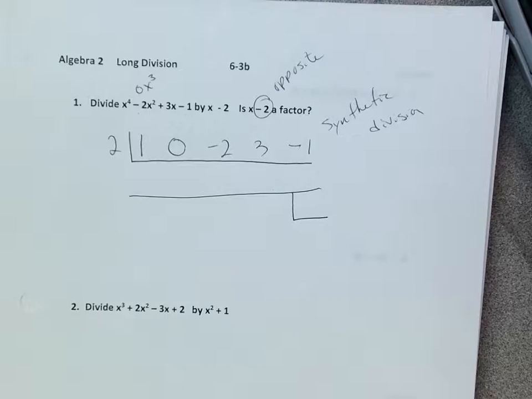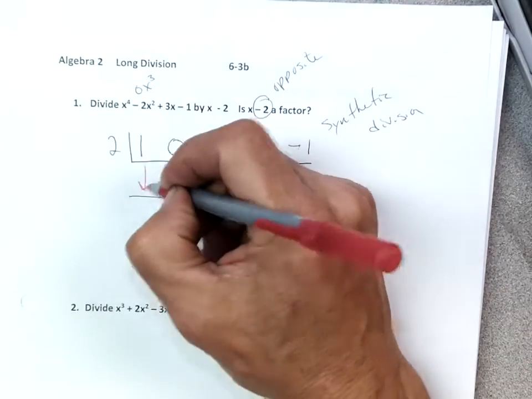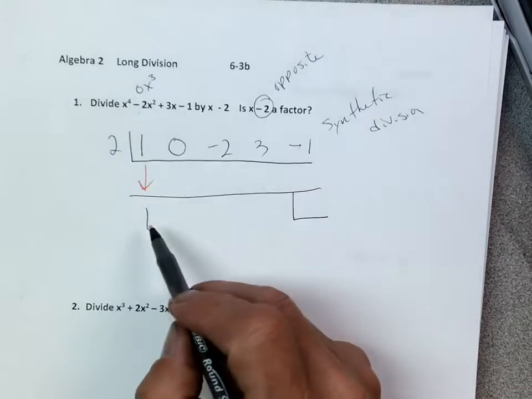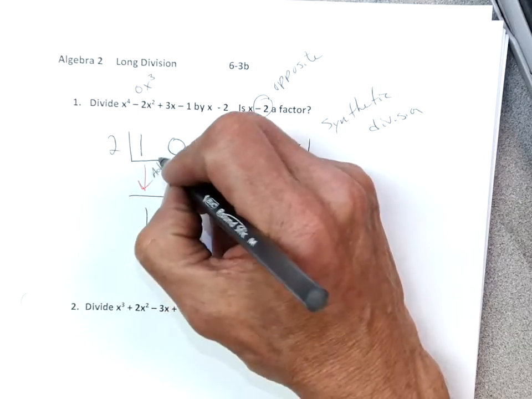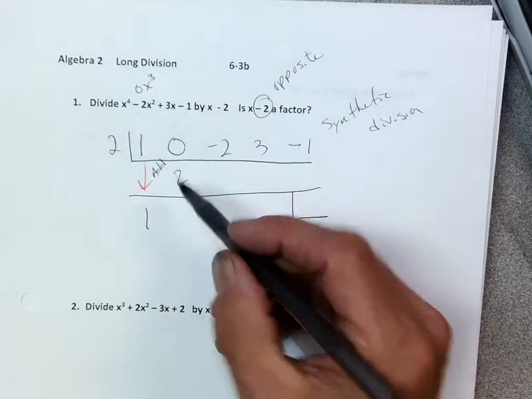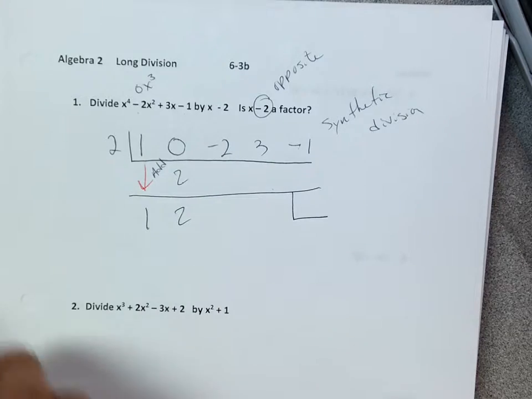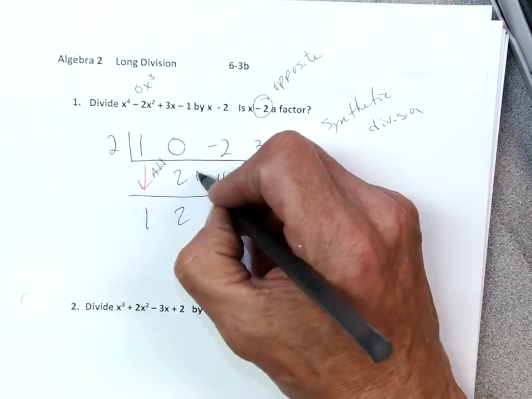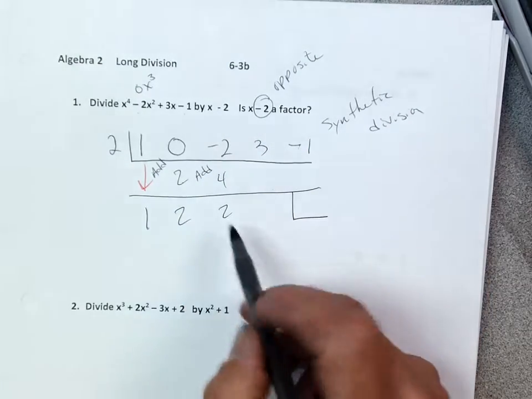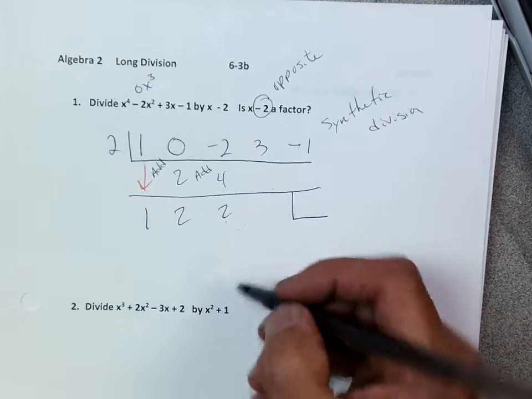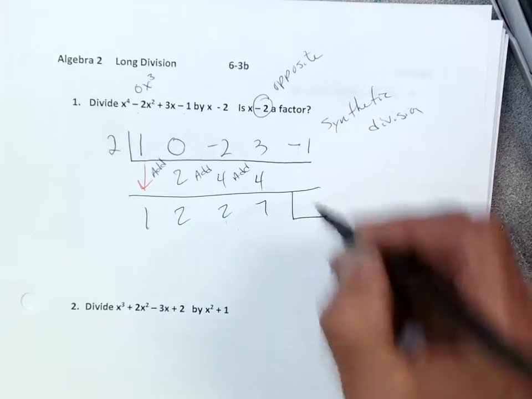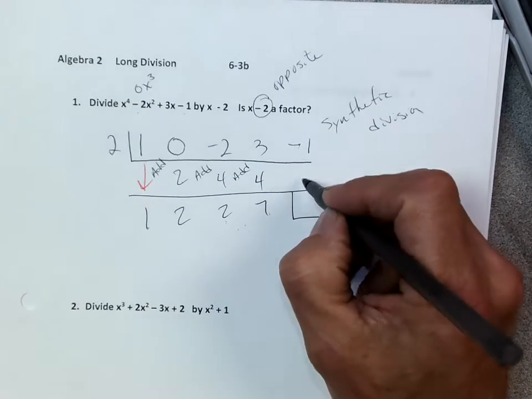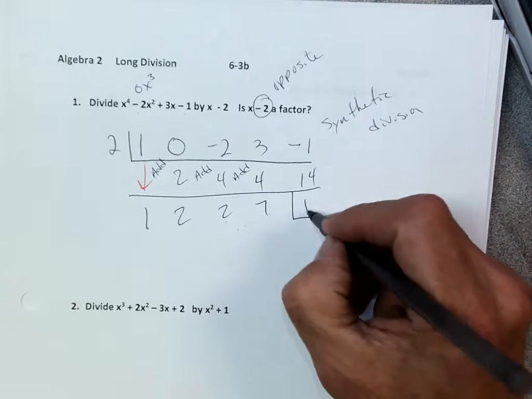So then, you guys remember the first step? Bring the 1 straight down, so we get a 1, and we multiply. 1 times 2 is 2. And then what's next? We add. 0 plus 2 is 2. Then we multiply 2 times 2, which is 4. Then we add: negative 2 plus 4 is 2. Then we multiply and we get a 4, then we add and we get a 7. Then we multiply, we get a 14, then we add and we get a 13, right?